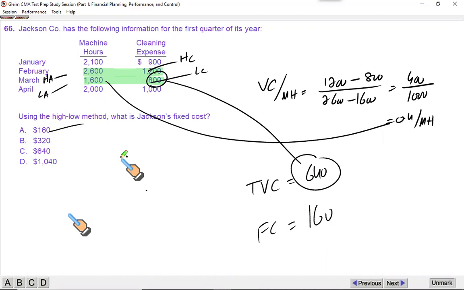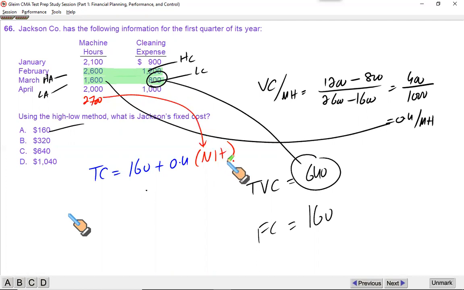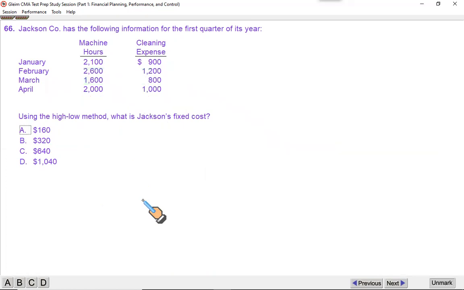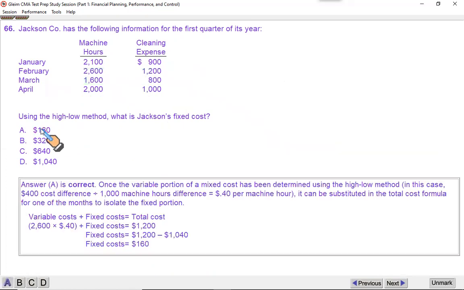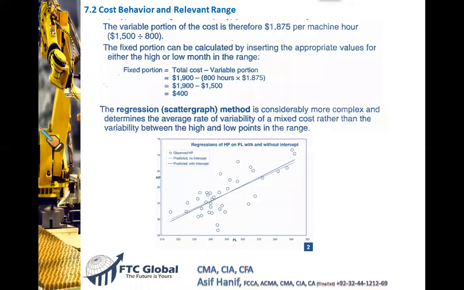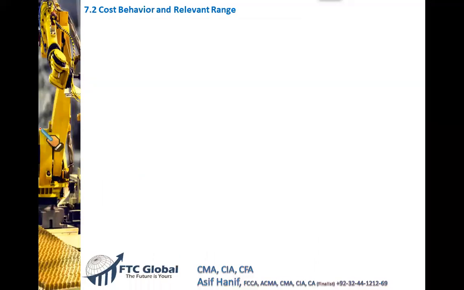Now we have got the equation. The total cost function is equal to the fixed cost 160 plus 0.4 times number of machine hours. You just input the number of, let's say in May, we intend to work 2700 machine hours. You can just input this 2700 here and you can get an estimate of the total cleaning expenses. This is how we use the Hylo method to identify or establish an equation and then go for the estimation. Now, next part.